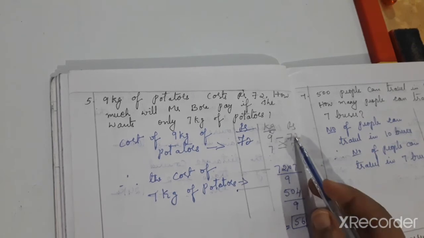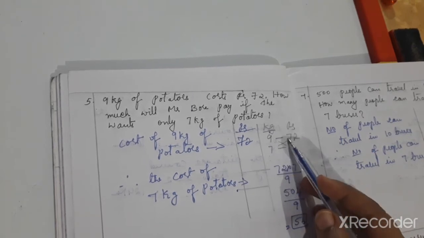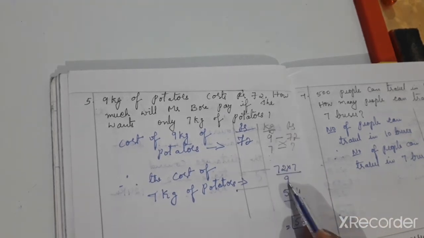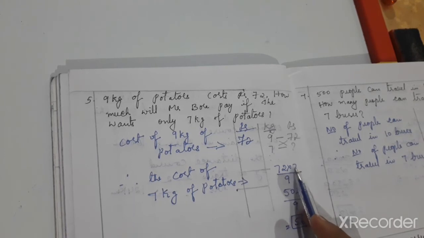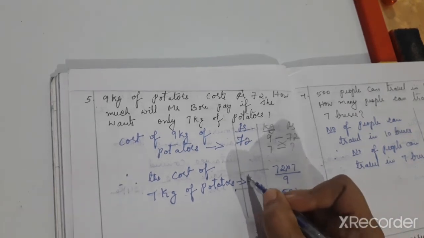So 72 into 7 or 7 into 72, cross multiplication is the same: 72 into 7 divided by 9. Now multiply 72 into 7. After multiplying 72 into 7, the answer is 504, and divided by 9. Dividing these two numbers, the answer we get is 56 rupees.